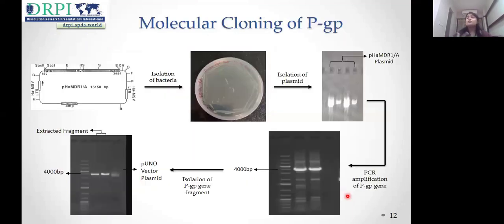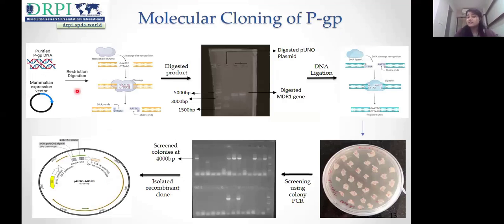After this, the cloning of PGP was done. So from this construct that was ordered, the plasmid was isolated. Now from this plasmid, the PCR was done to amplify the PGP gene, which was then isolated. From this isolated gene, the restriction digestion was done. And these are the digested products.